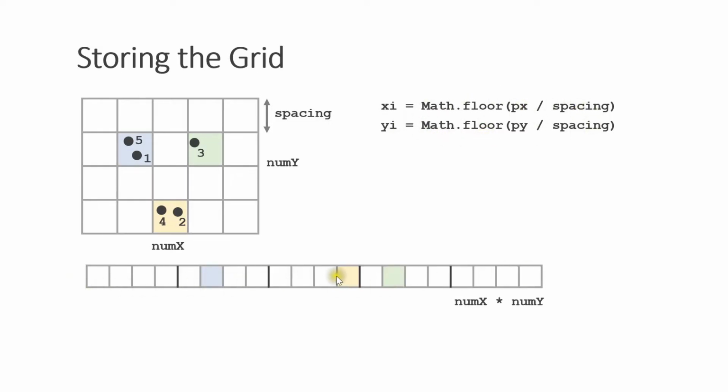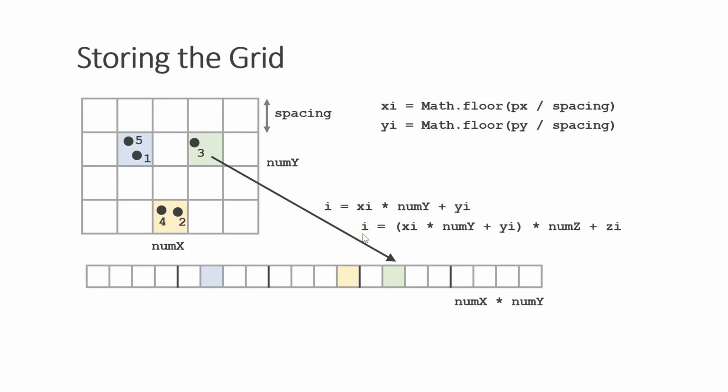First, we flatten the grid and store one column after the other in a one-dimensional array. The array has numx times numy entries. We can compute the position of a cell in the flattened array with this formula here. In 3D, we have three coordinates for each cell, xi, yi, and zi. To store the particles themselves, we store a pointer to a linked list in each entry of the array. However, the memory layout of this data structure is not guaranteed to be dense.